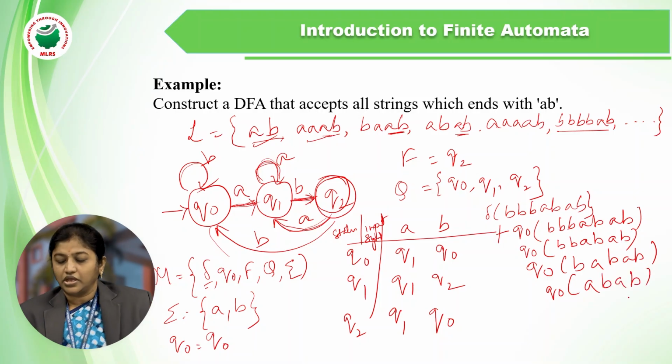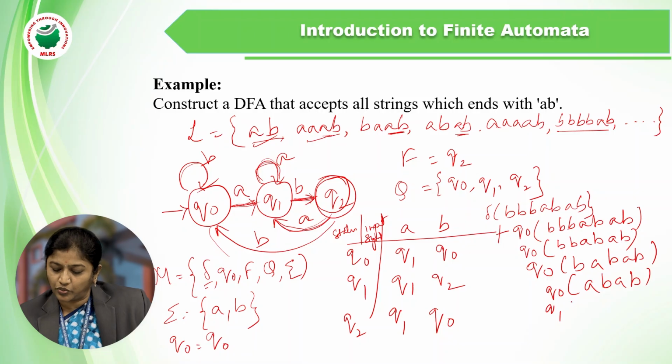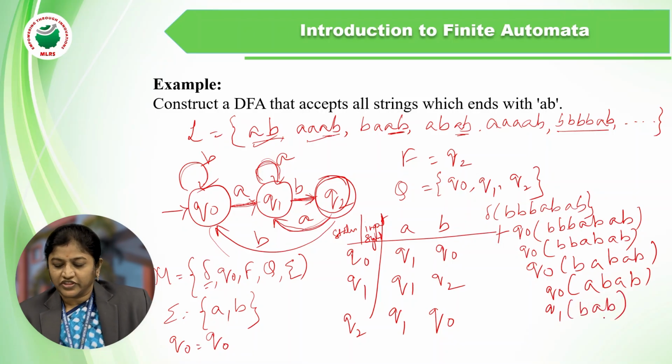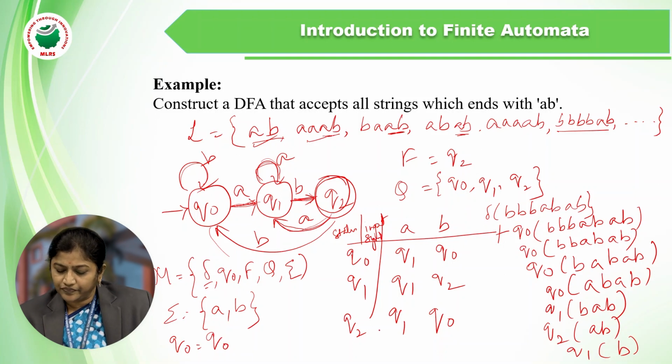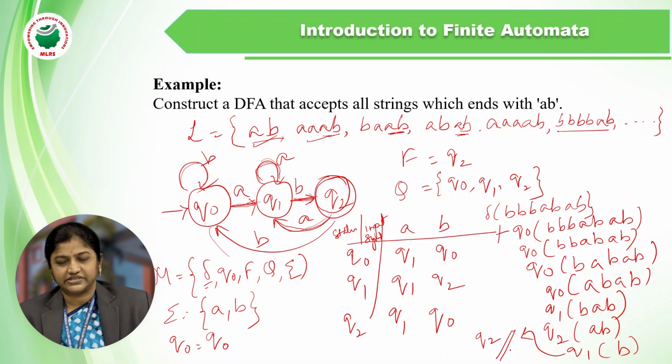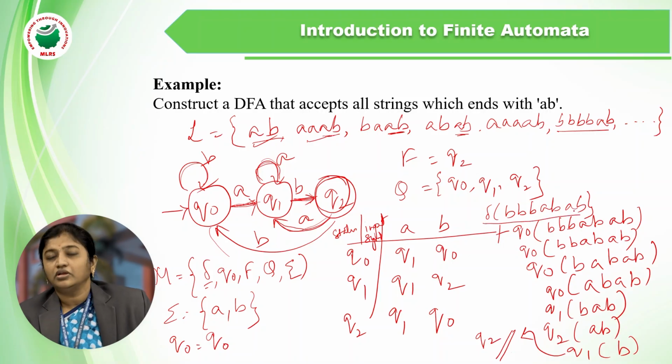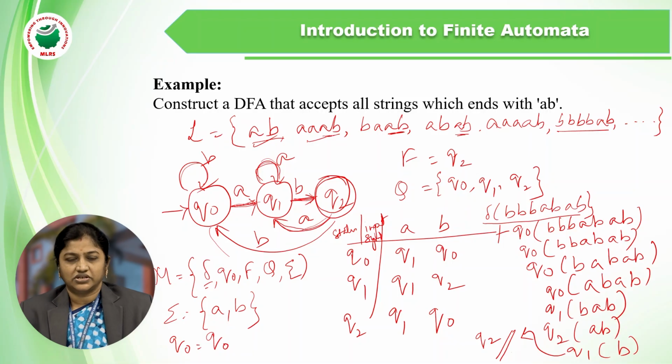Next Q0 on A is what? Q1. Just check the transition table or else the transition diagram. Q1 on A is what? Q1. Then B, A, B. Next Q1 on B is what? Q2. That is AB. Q2 on A is Q1, on B, Q1 on B is Q2. Which is what? A final state, right? Hence, this string is accepted by this transition diagram.